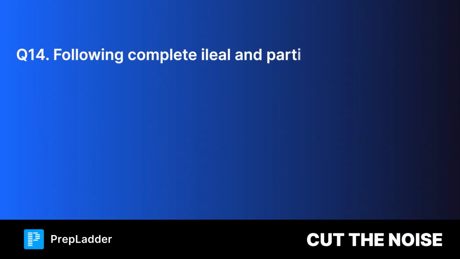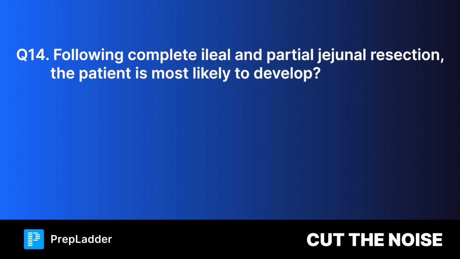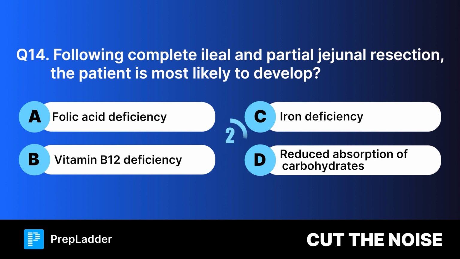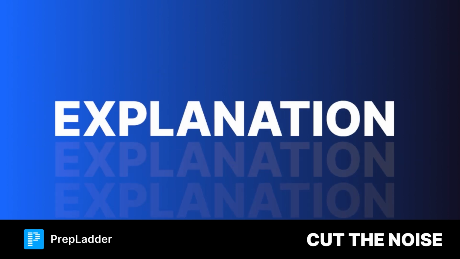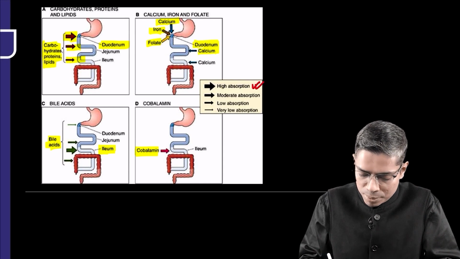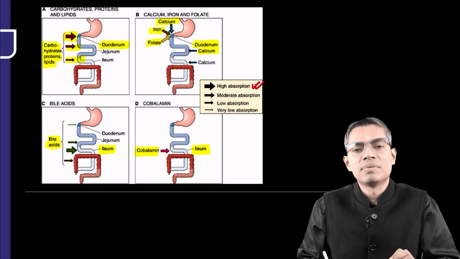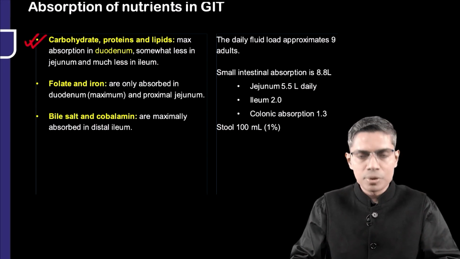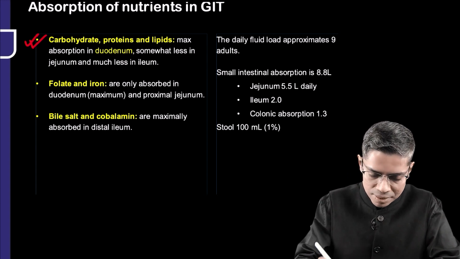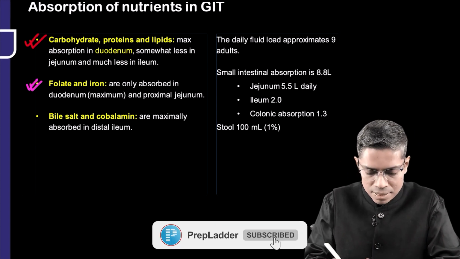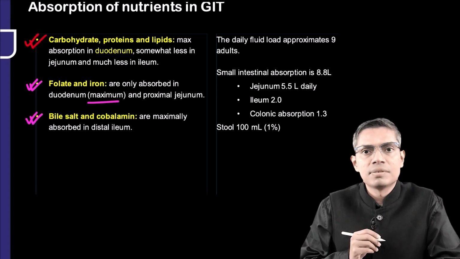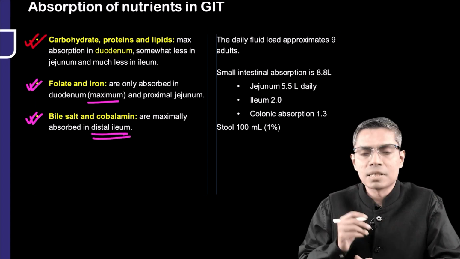Question 14. Following complete ileal and partial jejunal resection, the patient is most likely to develop. Your options are, and the correct answer is vitamin B12 deficiency. Here's the explanation. Vitamin B12 or cobalamin, all of us know that the dominant absorption site of vitamin B12 is the terminal ileum. So all this thing I have written here that carbohydrate, protein and lipid maximum absorption is duodenum, right? Similarly, iron and folic acid, they are also maximally absorbed at the level of duodenum, but bile acid as well as the vitamin B12 or cobalamin, they are maximally absorbed at the level of distal ileum.